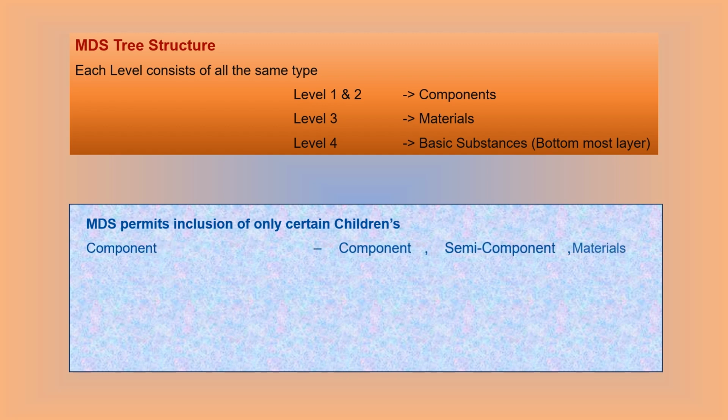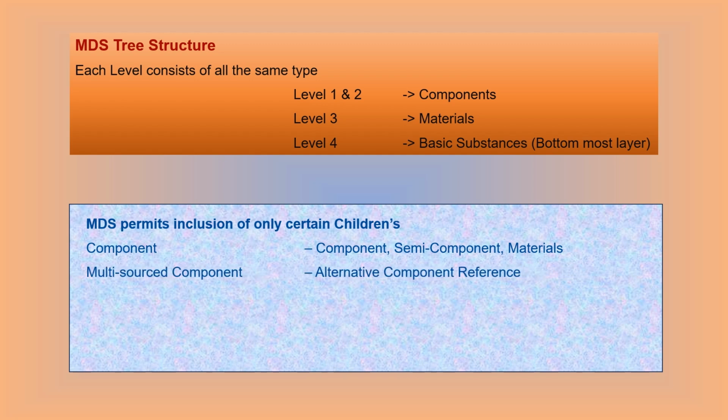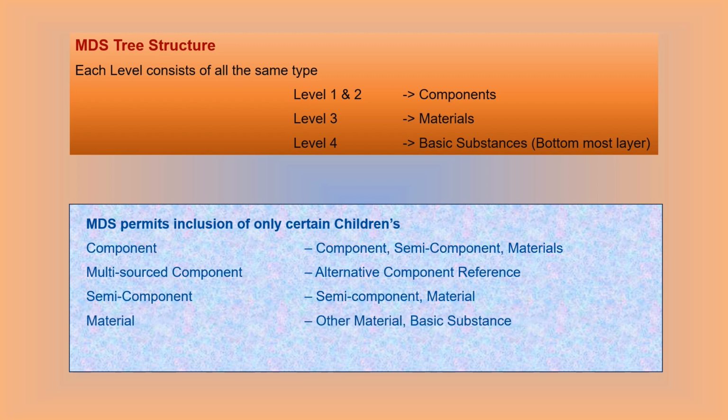MDS permits only certain types of children. Component MDS can have only components, semi-components or materials as children. Semi-components can have semi-components or materials as children. Material MDS can have other materials or basic substances as children. Basic substance MDS have no children. Even other basic substances can't be children.